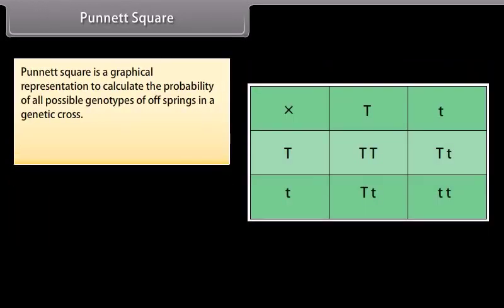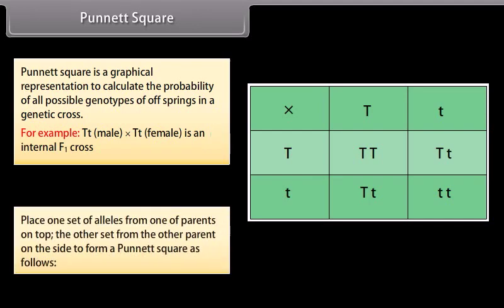Punnett square. Punnett square is a graphical representation to calculate the probability of all possible genotypes of offsprings in a genetic cross. For example, TT male cross TT female is an internal F1 cross. Place one set of alleles from one parent on top, the other set from the other parent on the side to form a Punnett square as follows.